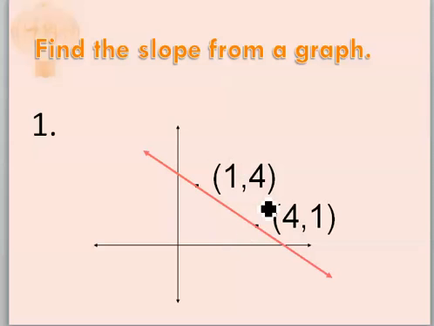So I'm going to start with my y's, and I'm going to go from this first point to the second point. So to go from (4, 1) to (1, 4), I would have to go up 3 and left 3. Going up 3 is positive. Going left 3 is a negative 3. So we get a slope of negative 1. Remember, you can count or you can use your formula.